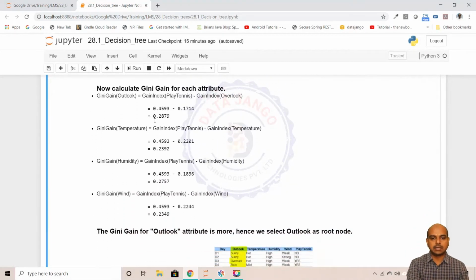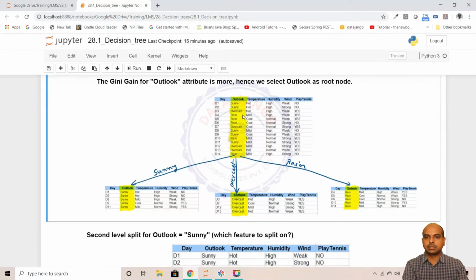So if you look at this, we split on outlook. Outlook equal to sunny, one subset. Outlook equal to overcast, another subset. Outlook equal to rain, another subset. Out of these 3 subsets, outlook equal to overcast is pure. You see this? All records belong to one class. So the algorithm does not need to split this subset further. The algorithm stops for this particular subset. The rainy and sunny subsets will still continue.